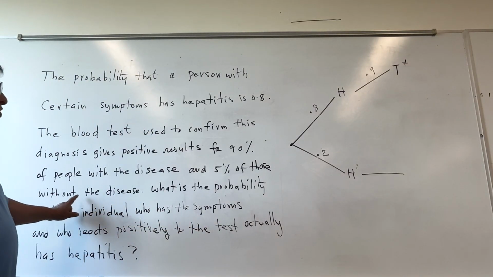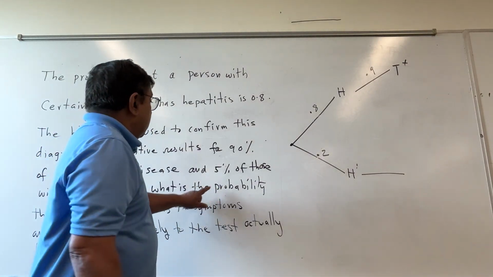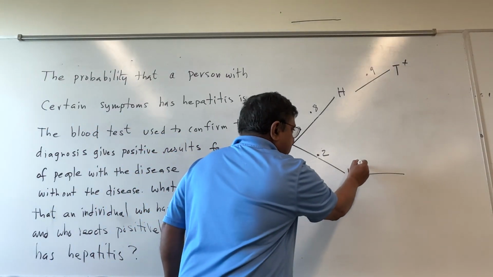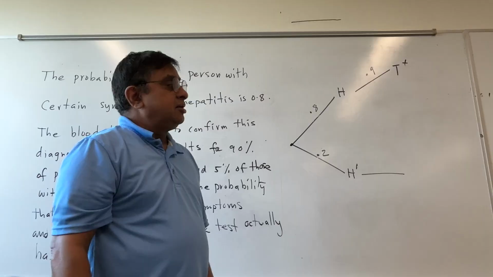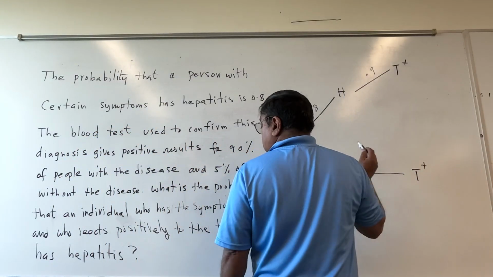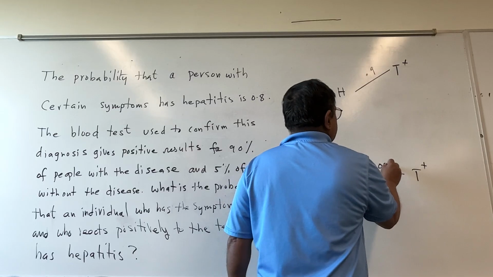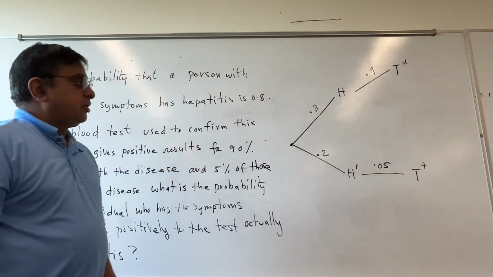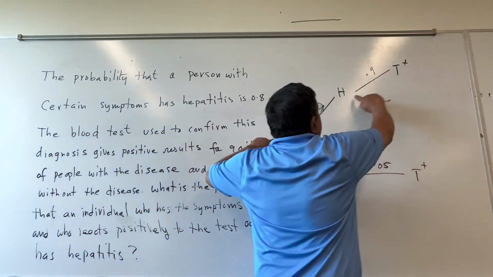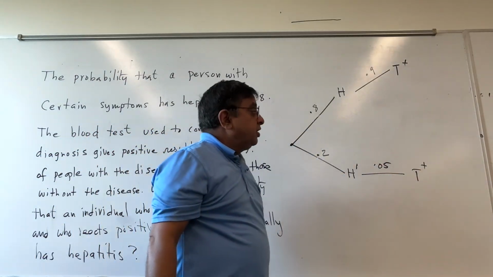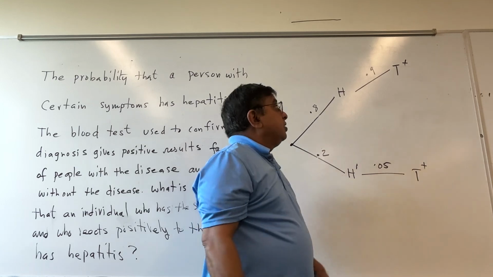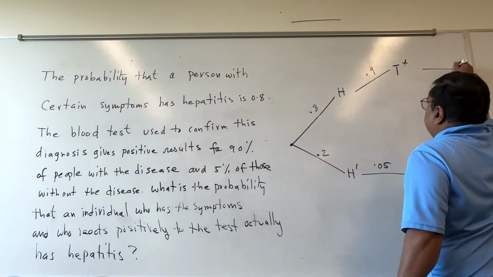Whereas 5% of those without the disease. So if you don't have hepatitis, and if you do the test, the chances it might say you have hepatitis is 0.05, 5%. Okay? So really we have two paths here, ending in T plus. T plus means positive test. So you compute the probabilities here.